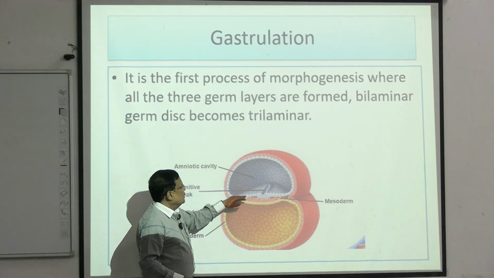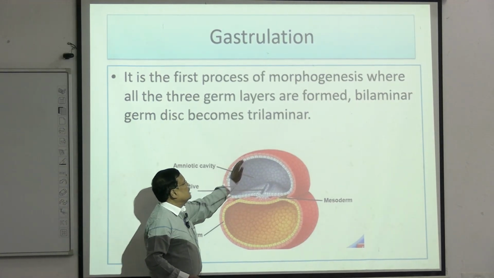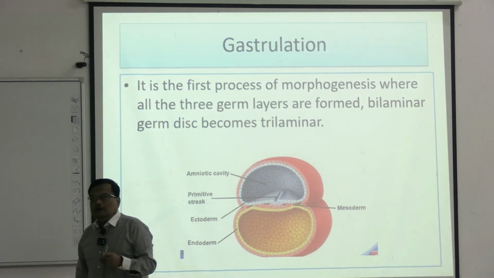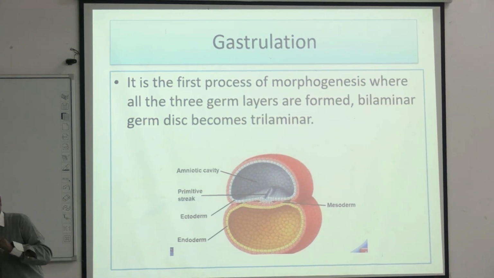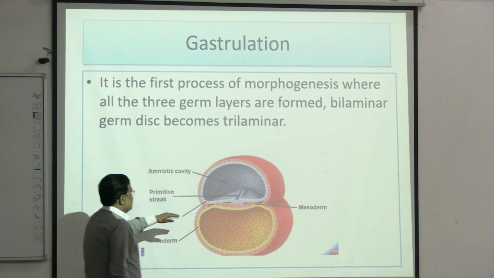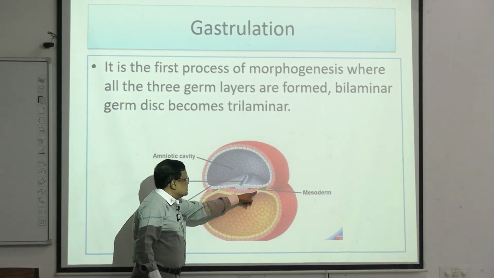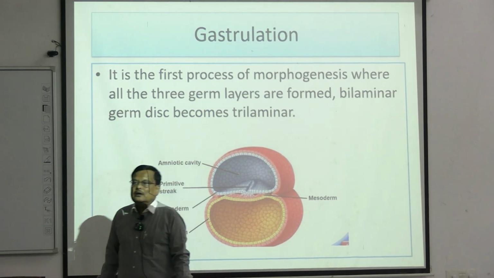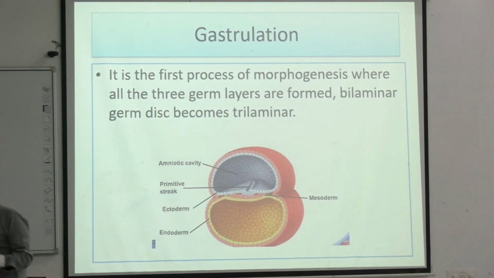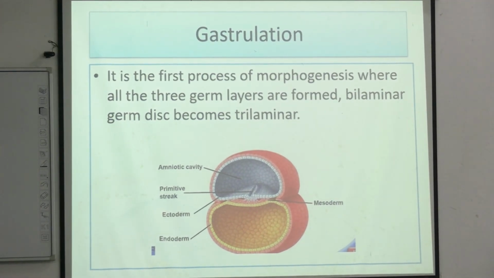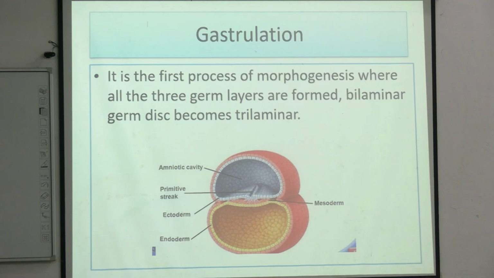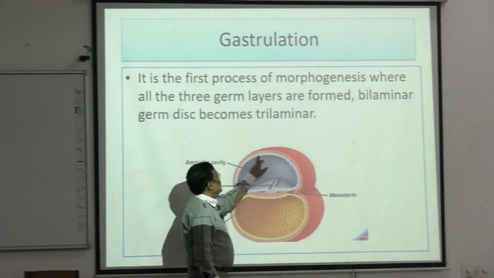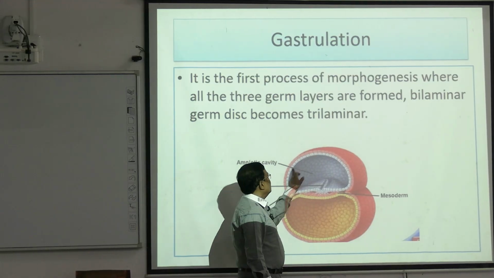Just dorsal to the ectoderm, there is a fluid-filled cavity. We call it the amniotic cavity. Very good. And just ventral to the definitive endoderm, there is another fluid-filled cavity. That is the yolk sac, the secondary yolk sac, or loosely we call it the yolk sac, right? And this is the amniotic cell, the amnion.